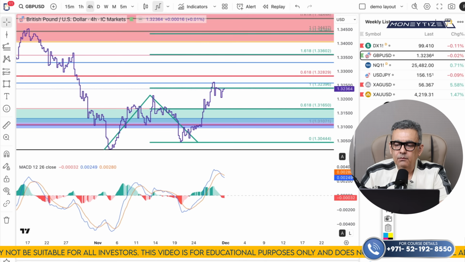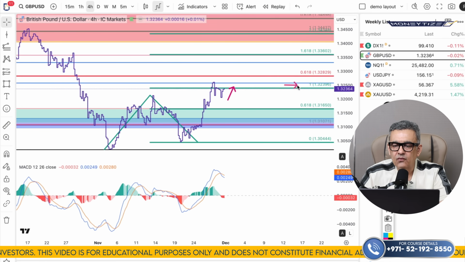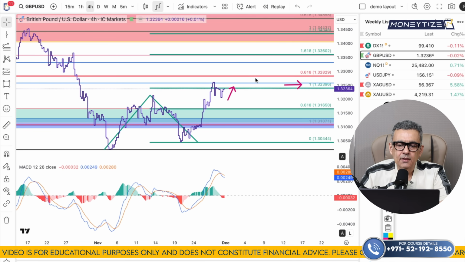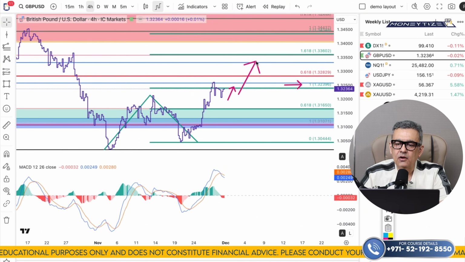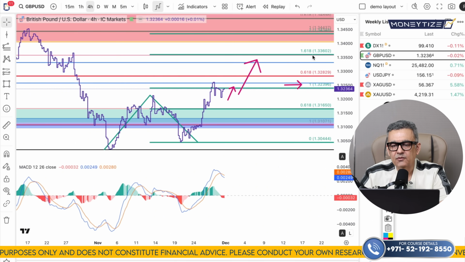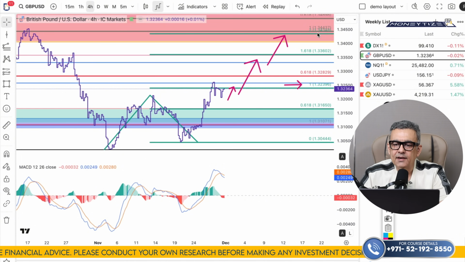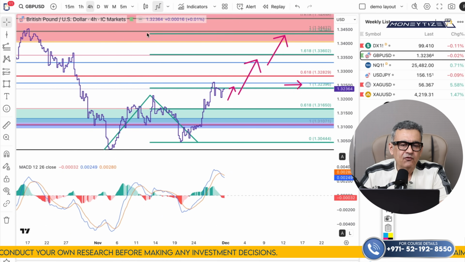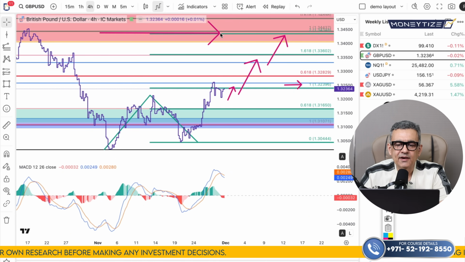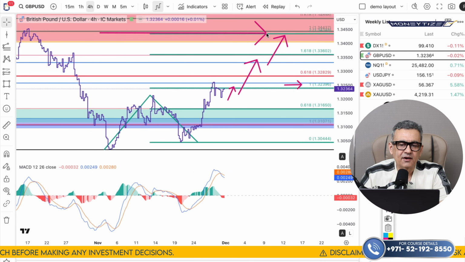So right now, buyers, they have pushed the price to extension 100, which is the level of 1.3239. And the next extension level falls at 1.618. In terms of price level, it would be 1.3360. And the extension 200 would be completed at 1.3434 or 3435, which falls exactly inside the major resistance magnet zone.